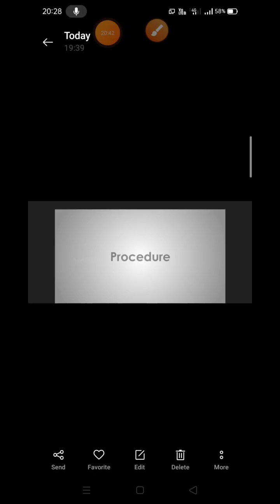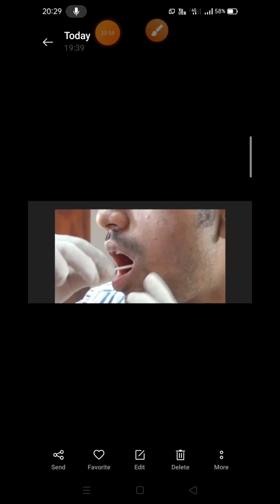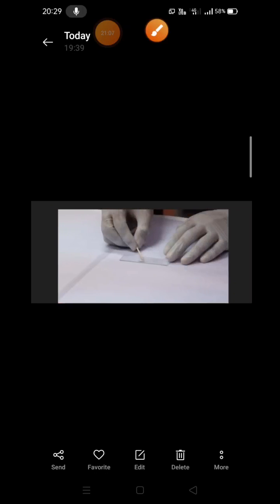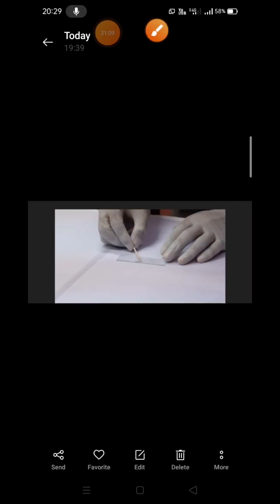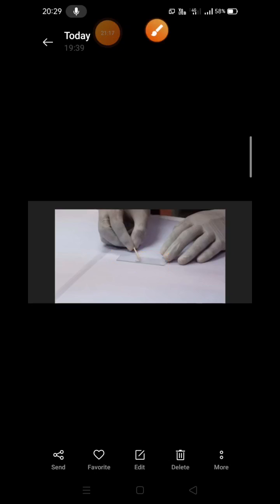Now what is the procedure for preparing the temporary mount of human cheek cell? So first we will take a slide. We will put a drop of distilled water on the slide. Now what is being done? A toothpick is taken and the inner side of the mouth, the inner side of the cheek in the oral cavity, is scraped off with this toothpick. Now some of the material will come out with this toothpick and it is transferred directly to the slide. So here with the toothpick, the material is transferred to the slide.